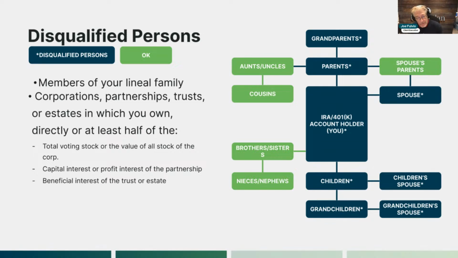Certain people you can do business with out of your IRA, certain people you can't. So all the green boxes are okay. If you're the account holder, you can say invest in a brother or sister's business. You could lend money to them. You could lend money to aunts and uncles and cousins. You just can't loan to anyone who's in a direct line of descendants or ascendants from you. So that means no kids, no grandchildren, no children's spouses or grandchildren's spouses.